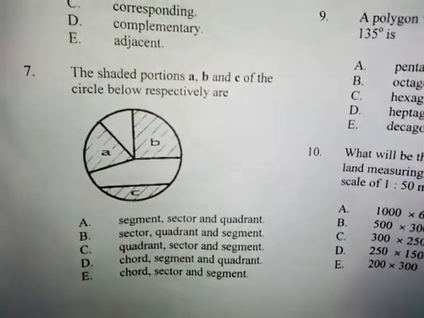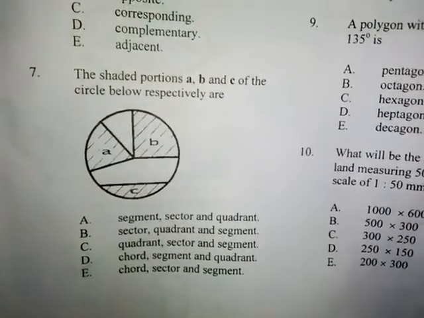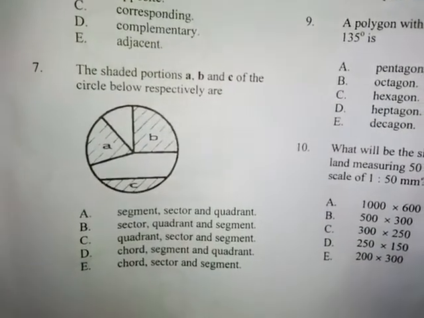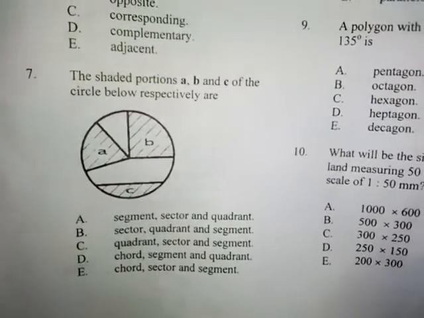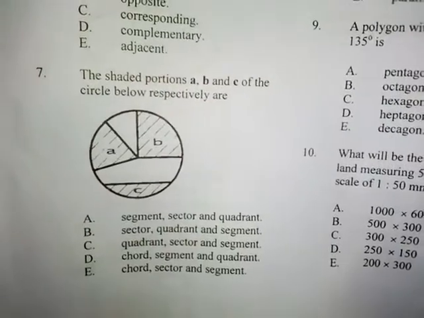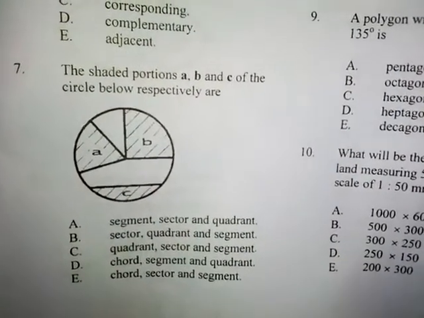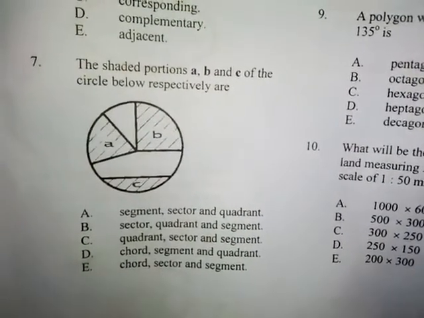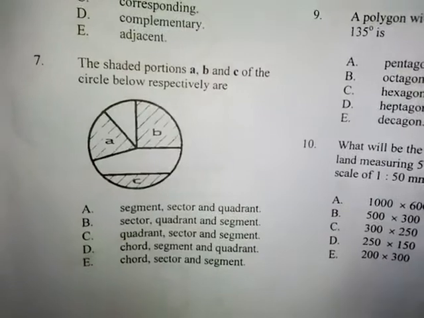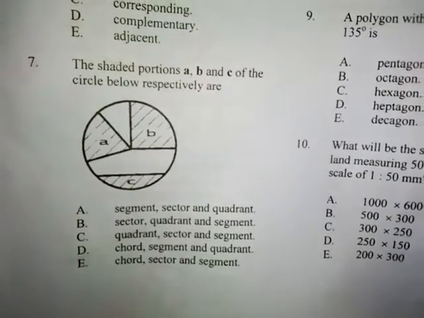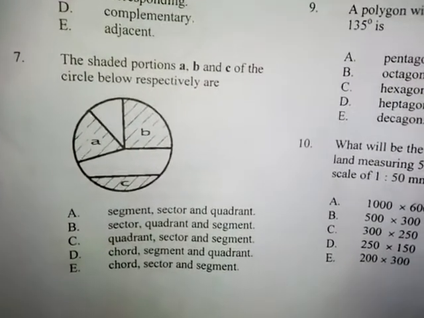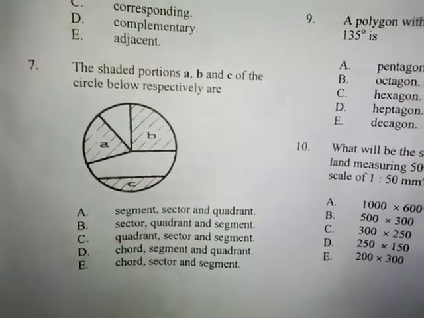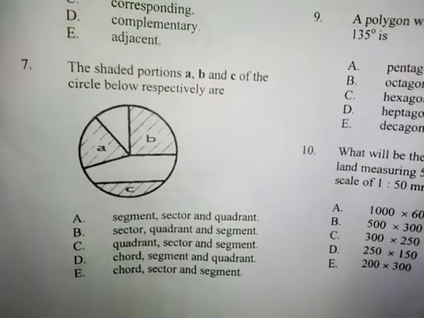Question 7. The shaded portions A, B, and C of the circle below respectively are: A is a sector, B is a quadrant, and C is a segment. So looking at the set of options that we have, option B is the correct answer. A is a sector, B is a quadrant, and C is a segment. So you have to follow the order.